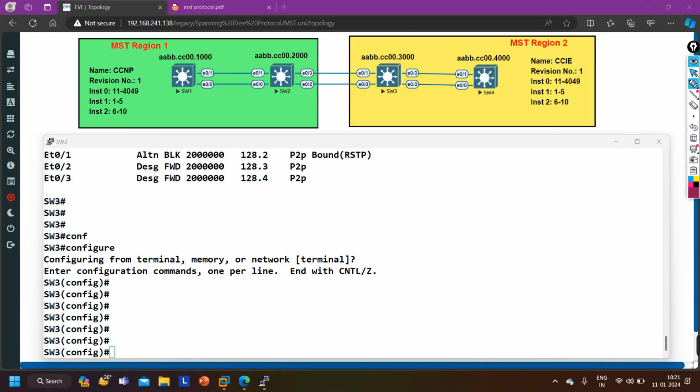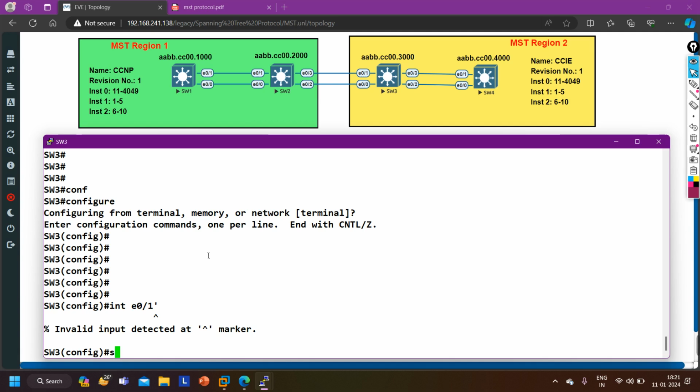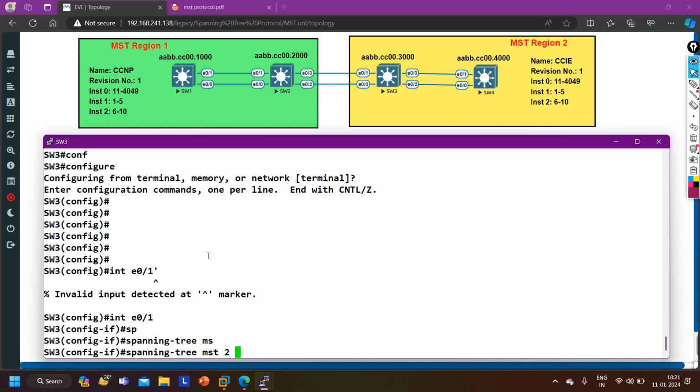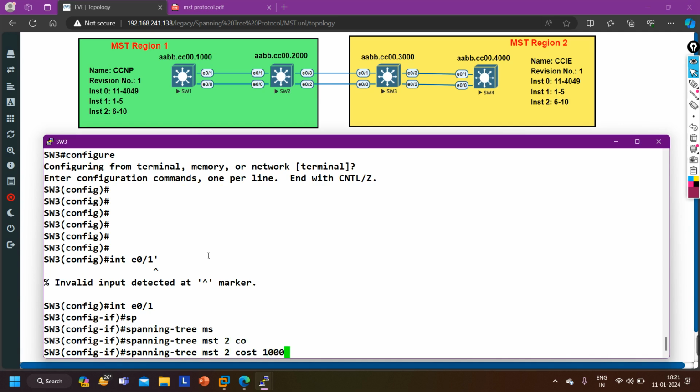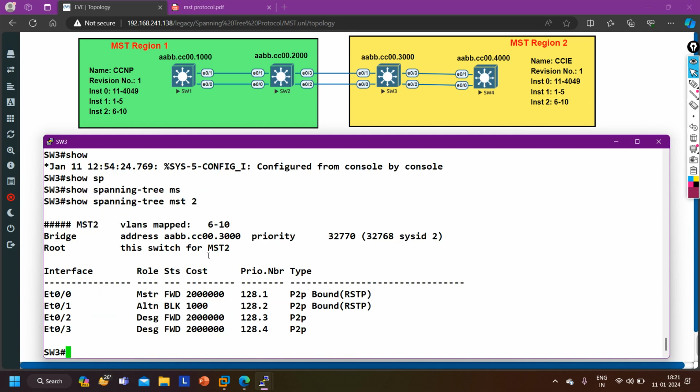So here if I even configure lower priority on 0/1, interface 0/1, say spanning-tree MST for instance 2, and say cost, let's say only 1000, okay? And spanning-tree MST instance 2. You can see for instance 2, still this port is what? Master port. Because for instance 2, here we don't have RP port, right? So switch 3 is not going to select RP port over here, right? We don't have RP port for any instance except instance 0, right?